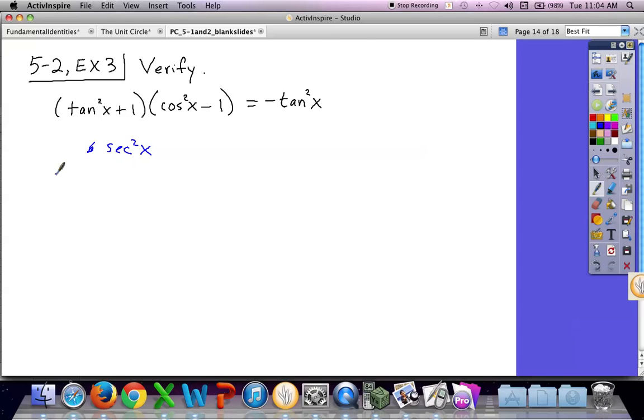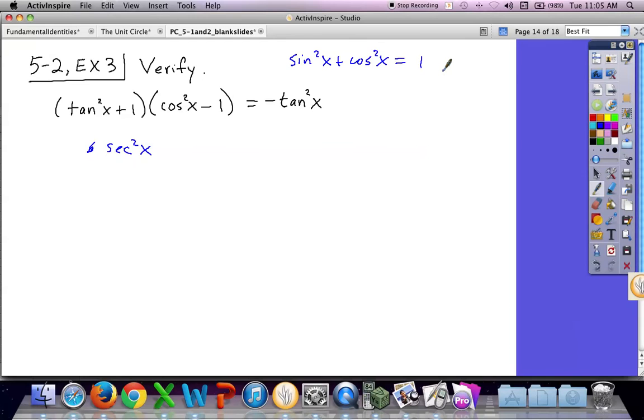I mean, which identity is it coming from? Yeah, sine squared plus cosine squared equals 1. You just got to be a little careful with the sign, the plus or the minus, right? Because if it's sine squared x plus cosine squared x equals 1, then cosine squared x minus 1, you would have to subtract the 1 to this side, and then you subtract the sine squared.